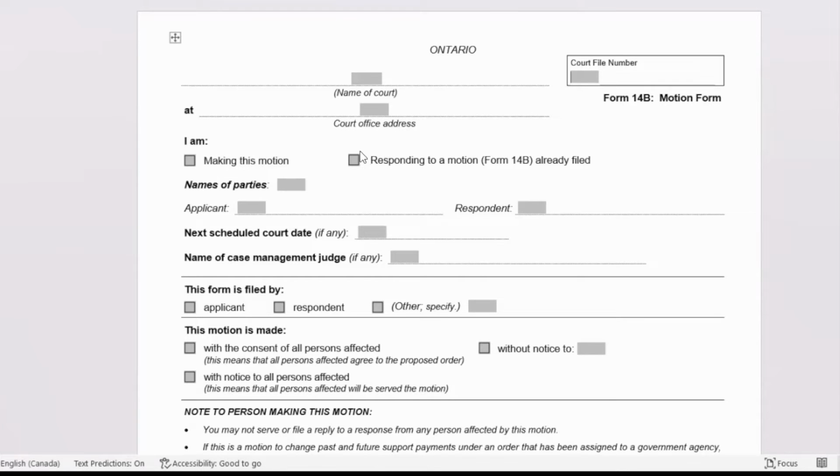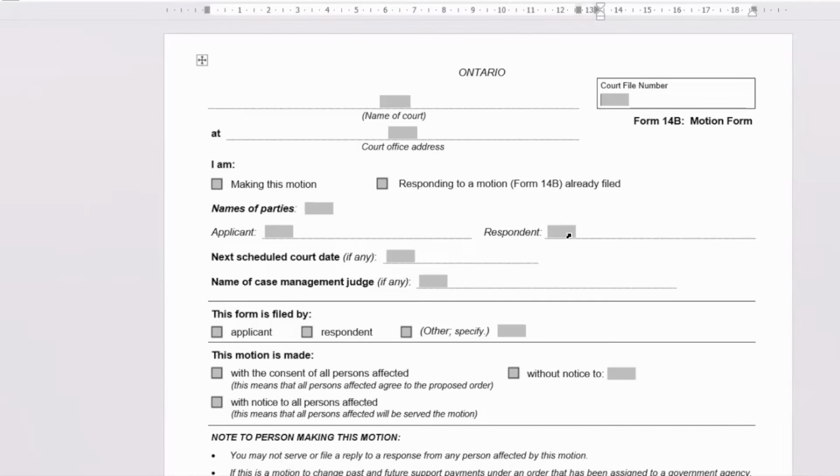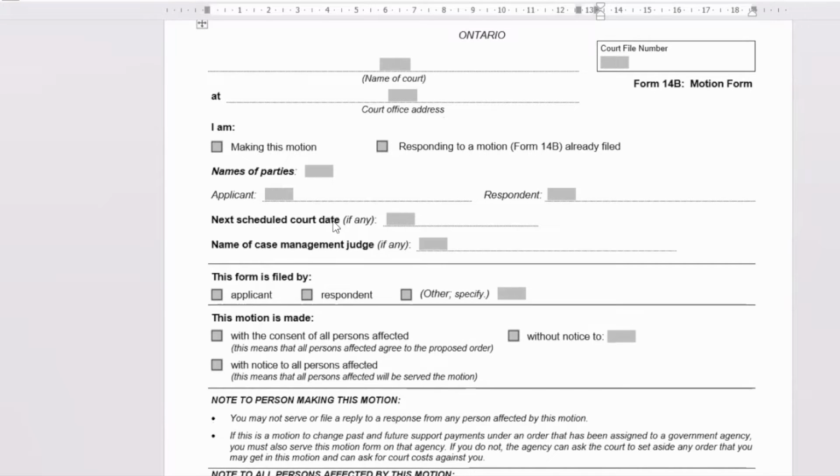So if you're the one bringing your motion, you're the one making the motion, or if you've been served with a Form 14B, you're saying, well, I got served with one, but I want to make a motion for a 14B too, and you can do it by using this form. So again, this is where the names of the parties would be, the applicant and the respondent names.